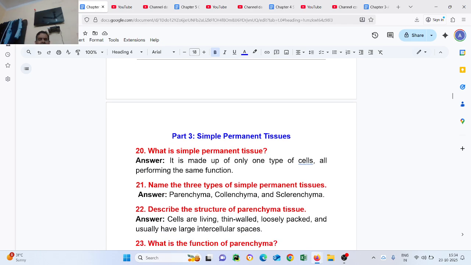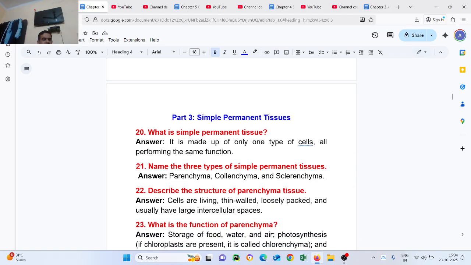Question number 20. Name the three types of simple permanent tissue. Answer: parenchyma, collenchyma, and sclerenchyma. Question number 21. Name the three types of simple permanent tissue. Parenchyma, collenchyma, and sclerenchyma.